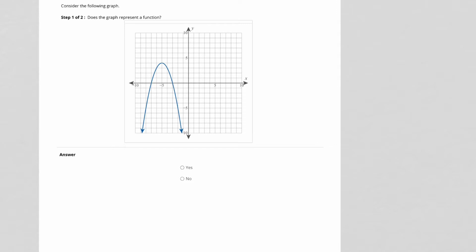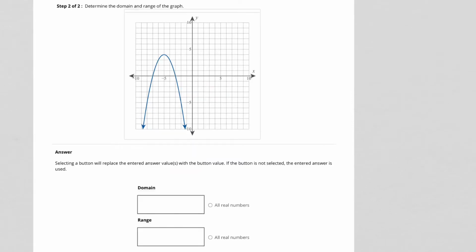In this next problem, we have the graph of a parabola, and it's asking, does the graph represent a function? Again, with the vertical line test, it passes, so it is a function. Our next step is to determine the domain and the range. Domain, we read from left to right. This graph is opening downward, and it's going to continue forever outward. So it's going to go from -infinity to infinity along the x-axis. So the domain is all real numbers.